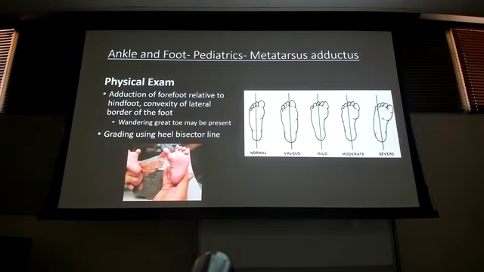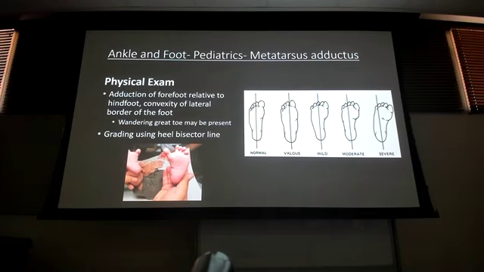All right, so here's our grading criteria. On physical exam, we usually notice it in infancy. You'll see abduction of the forefoot compared to the posterior hindfoot. And they call it a wandering great toe in that bottom picture, which you'll definitely see, especially if you're seeing well child checks in infancy. But how we grade this is what's important to remember. So we have our different lines on there.